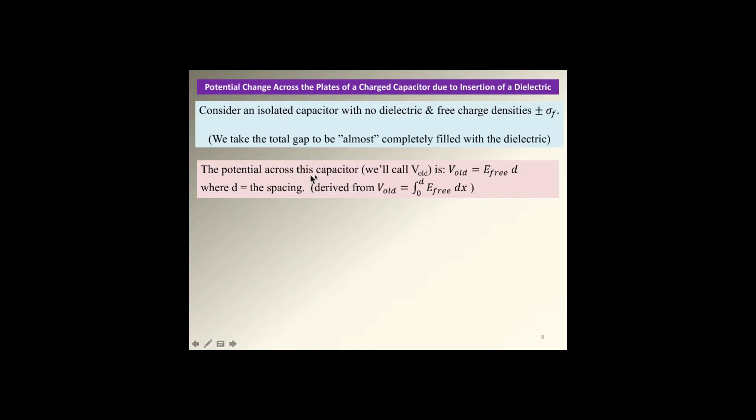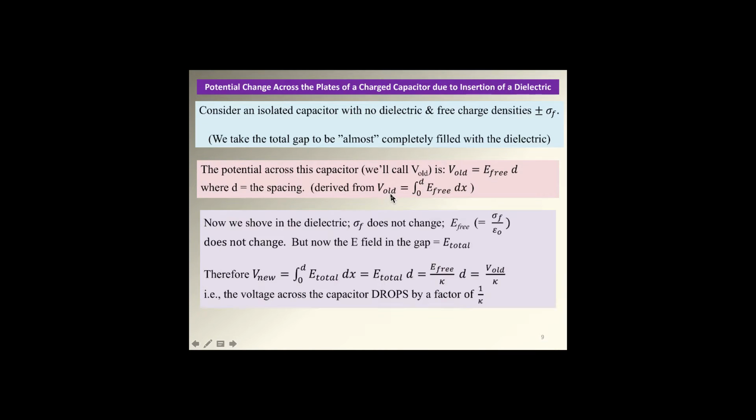The potential across the capacitor before we insert the dielectric we'll call V old. And this is equal to E free times D. And the way we got that was by integration of the E field across the gap. Here's E free integrated from 0 to D to give us the V old.